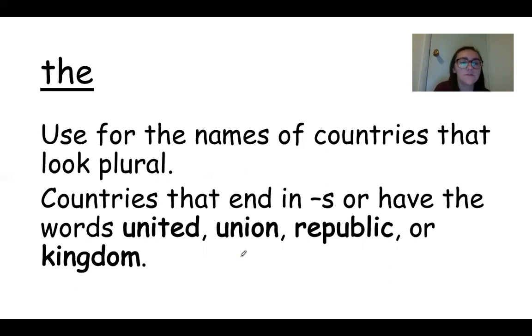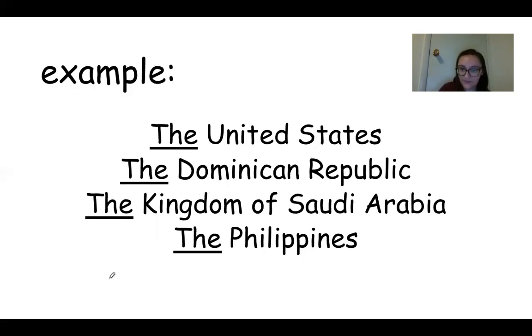Now, the other thing that we use the for is names of countries that look plural. Why am I saying look instead of plural? I'll explain. Or countries that end in an S or have the words United, Union, Republic, or Kingdom in them. So here's some examples. So the United States, right? The US is only one country, right? There's only one of them. So why does it end in an S? Why does it look plural? So it's really just one, right?